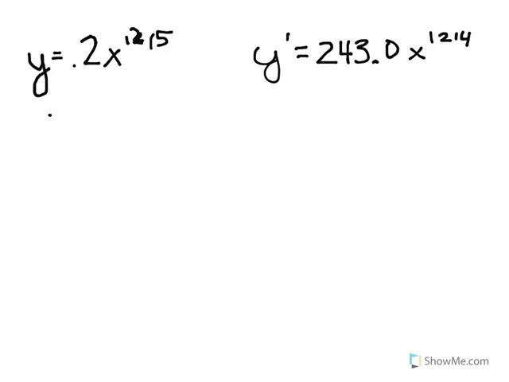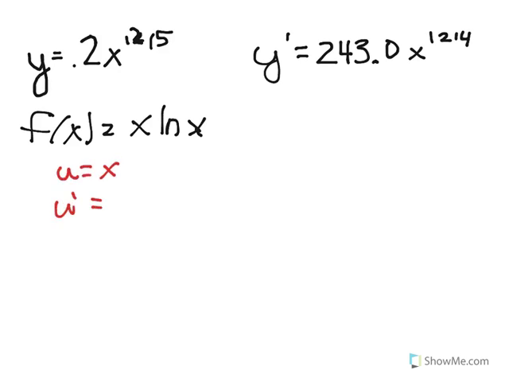Number 2 says find f prime of x if f of x is equal to x ln of x. That's an equal sign. You'll live. I know what we'd like to do is just take the derivative of each thing separately and put them together. We can't. This is a product rule. u equals x, u prime equals 1, v equals ln of x.